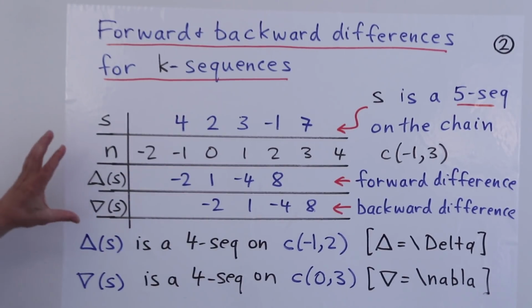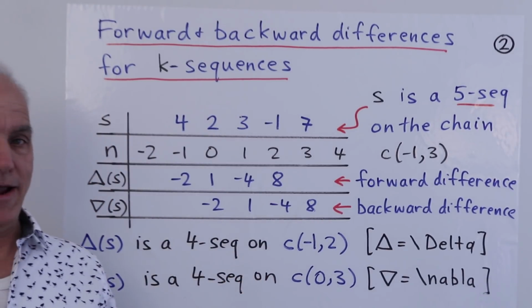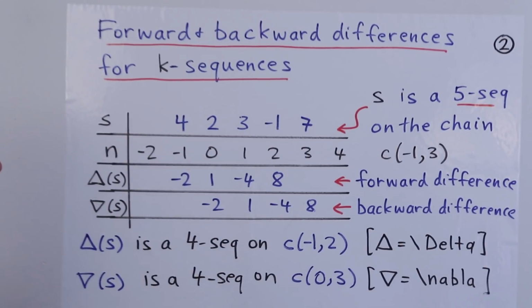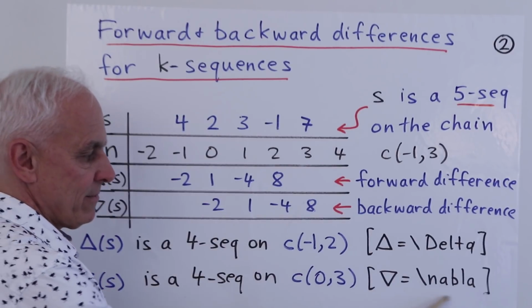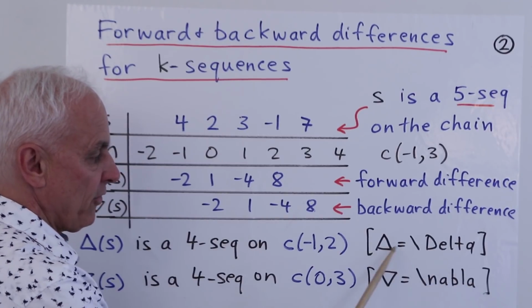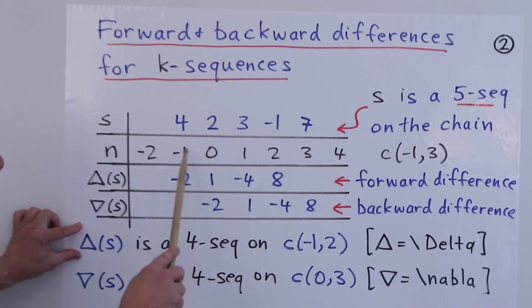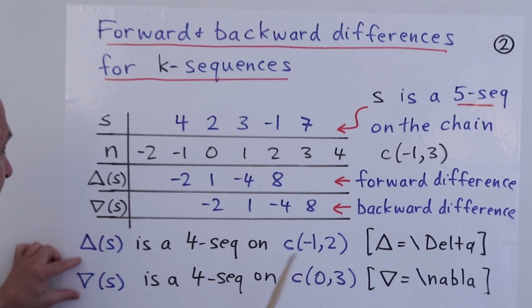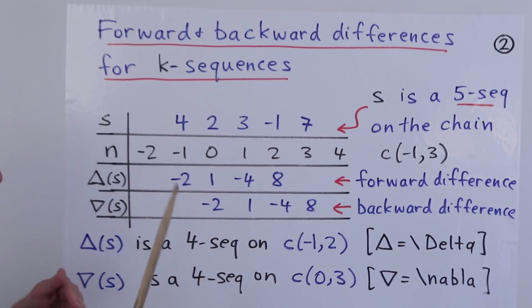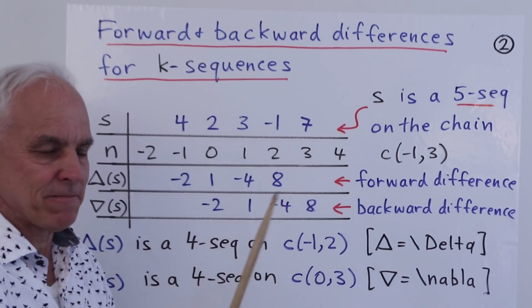Notationally, to get at the symmetry of these two differences, we use this upside down triangle for the backward difference. This symbol is sometimes called nabla. In LaTeX, this is the short form for it, \nabla, while this one's \delta. So the delta of S is a sequence on -1, 2, while the backward difference, nabla of S, is a sequence on 0, 3. So these differences are ending up on slightly different chains.